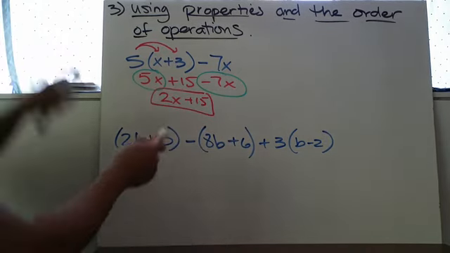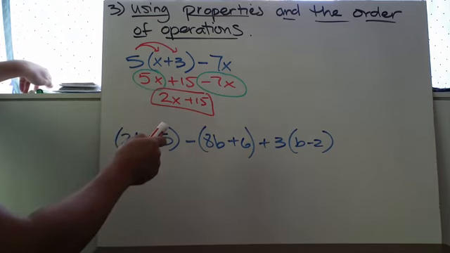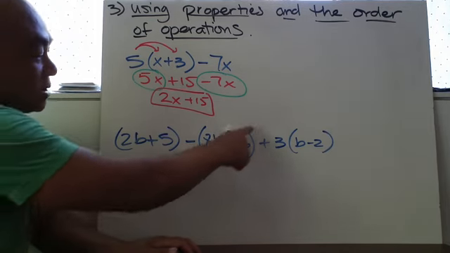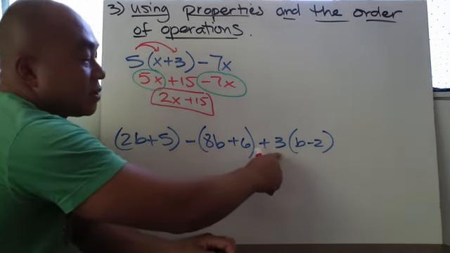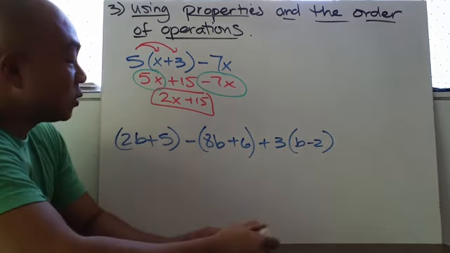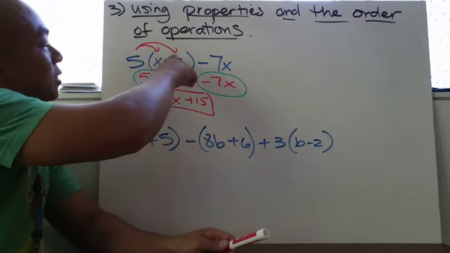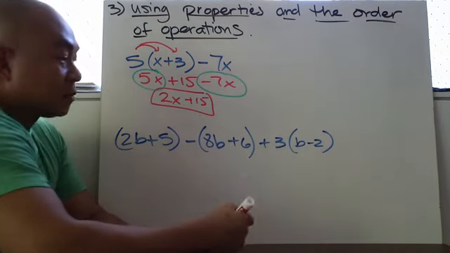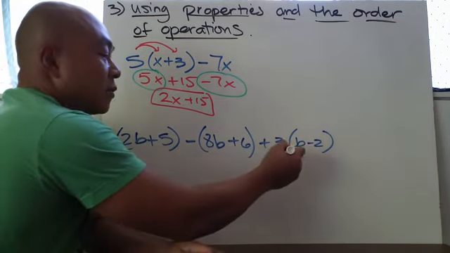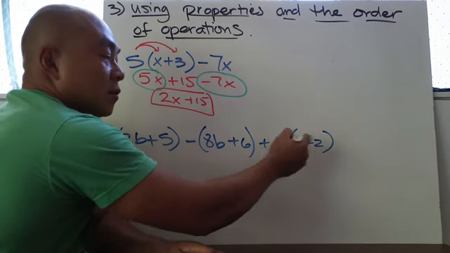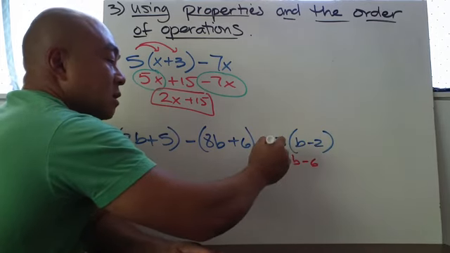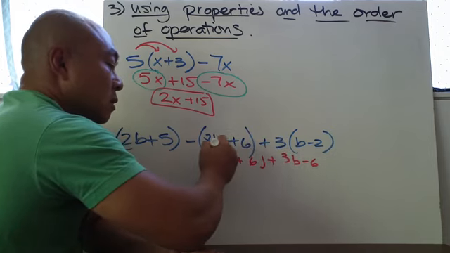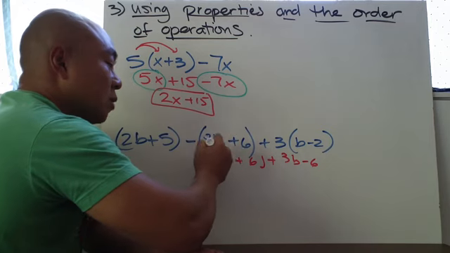Alright, now let's have a look at this one. So here we have 2b plus 5 minus the quantity of 8b plus 6 plus 3 quantity of b minus 2. So let's go ahead and look through here, and we're going to kind of do all of the distributive property things first. So let's kind of look right here. That's one that comes out the most. So here we have 3b, 3 times negative 2 is going to give us negative 6. So again, I'm going to go ahead and rewrite everything, because we did not work on these yet.